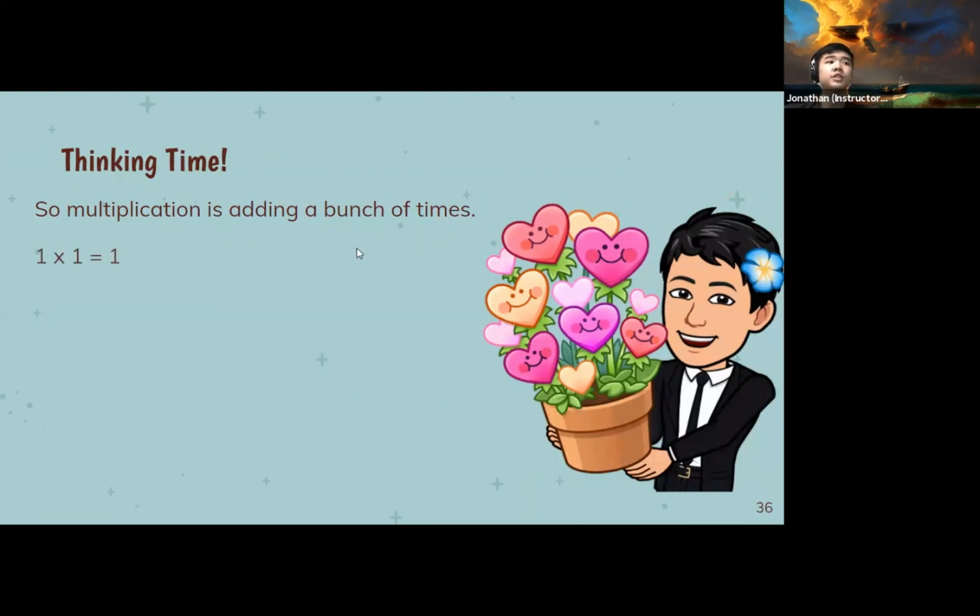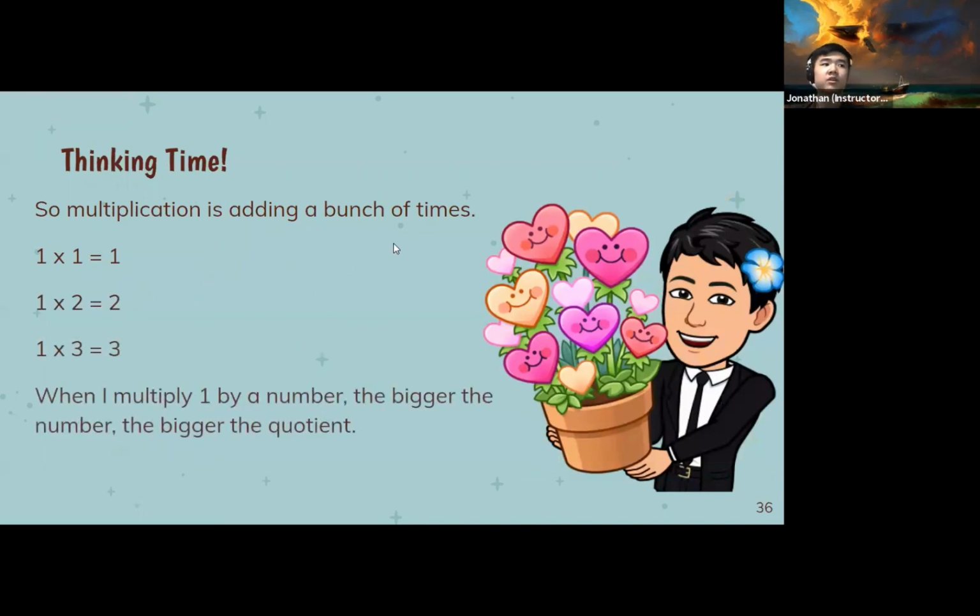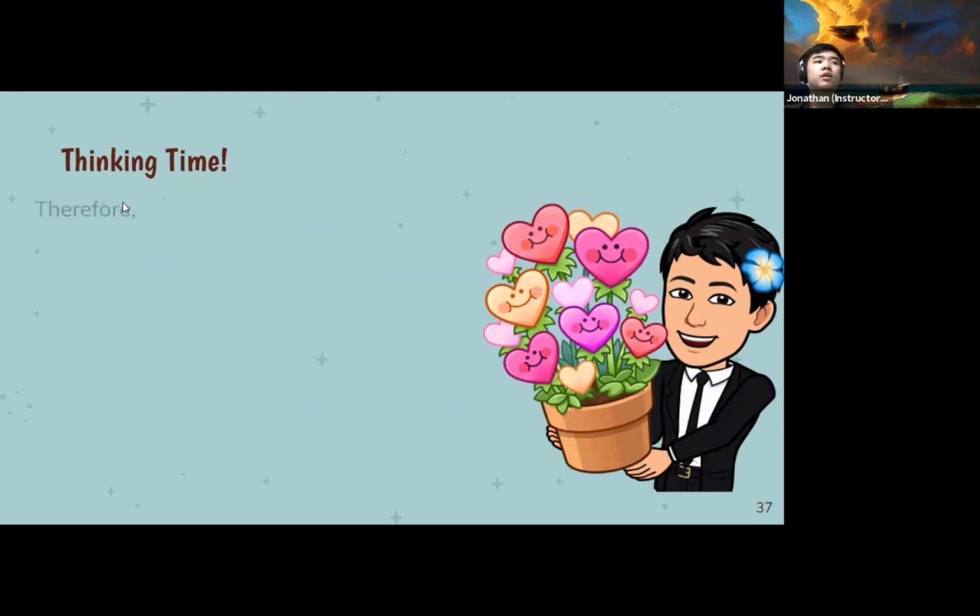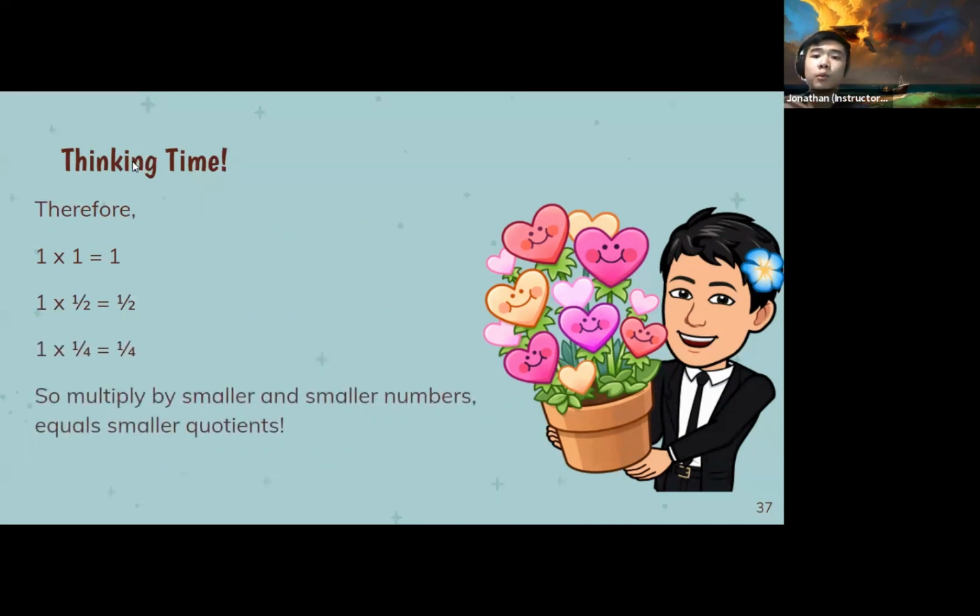Multiplication is just adding a bunch of times, right? 1 times 1 is 1. 1 times 2 is 2. 1 times 3 is 3. So if I multiply 1 by a number, the bigger the number, the bigger the quotient, or the bigger the answer. Therefore, 1 times 1 equals 1. 1 times 1/2 equals 1/2. 1 times 1/4 equals 1/4. So by multiplying by smaller and smaller numbers, I'll get smaller and smaller quotients.